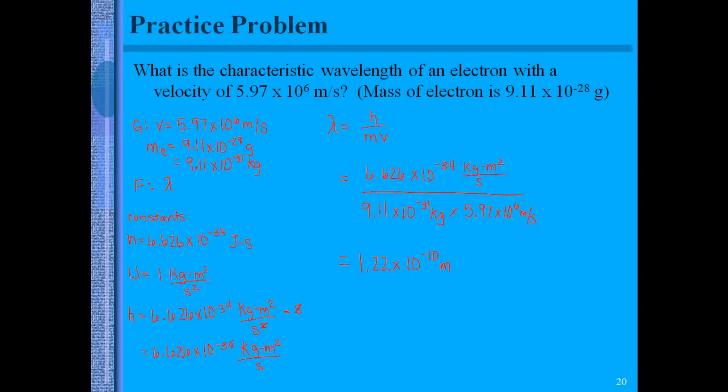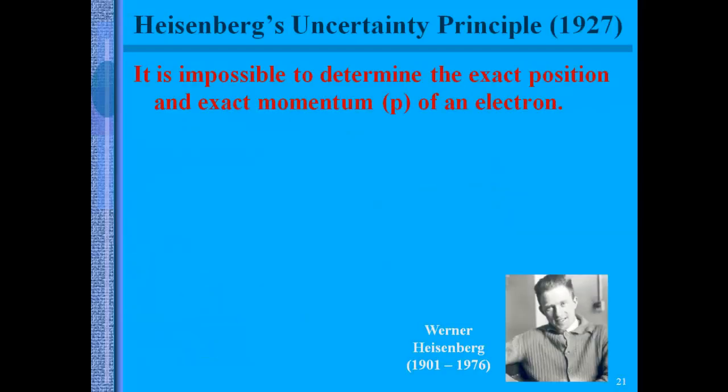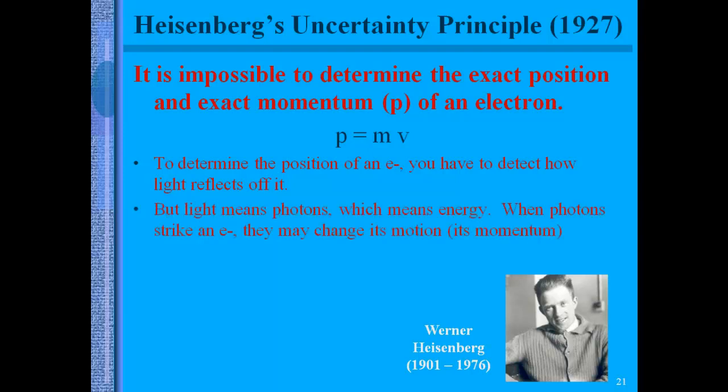Heisenberg's uncertainty principle states that it's completely impossible to determine the exact position and exact momentum of an electron. The reason is that in order for us to determine the position of an electron, you have to detect how light reflects off of it. But light means that you're going to be exposing the electron to photons, and that's energy. So when the photons strike an electron, the energy is going to cause the electron to change its motion and therefore its momentum. So electrons cannot be moving in well-defined circular orbits around the nucleus.